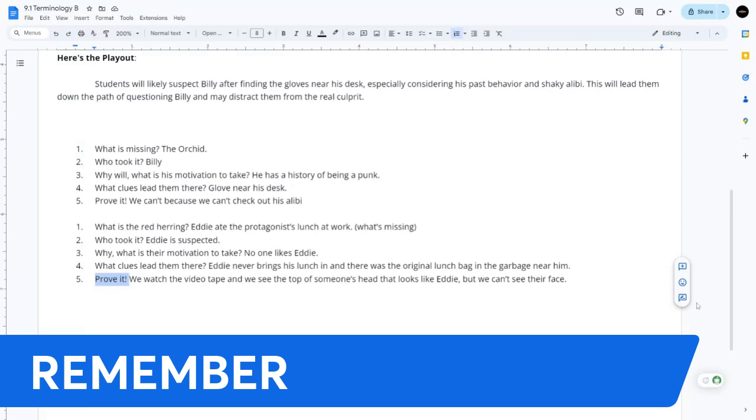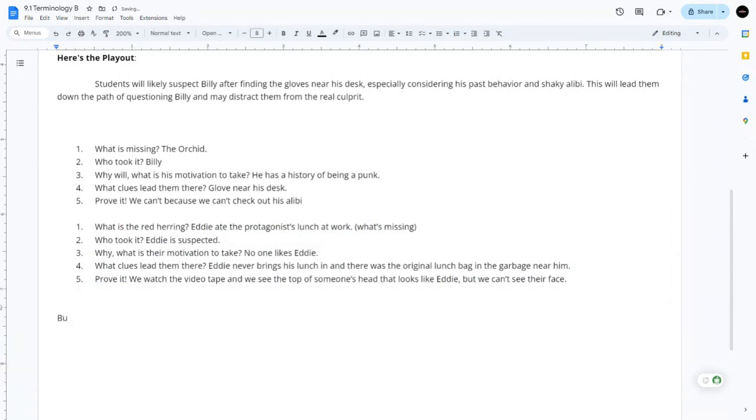Now, this is just the plot. So the story would be how we let it unfold. You'd have to build up Eddie being disliked. So that would have to be every potential scene: we have to establish that Eddie is not liked.